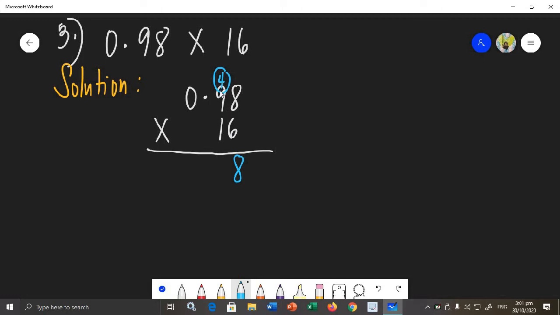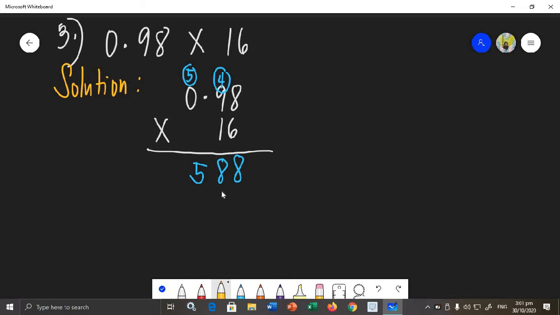Plus 4. Sorry, plus 4. 54 plus 4, that is 58. So, we need to carry 5 here. 6 times 0, that is 0. Plus 5, that is 5. So, we have 588. How about the next one?